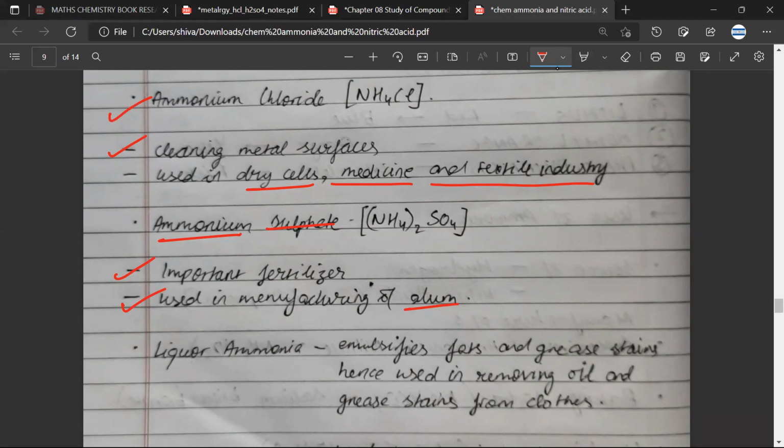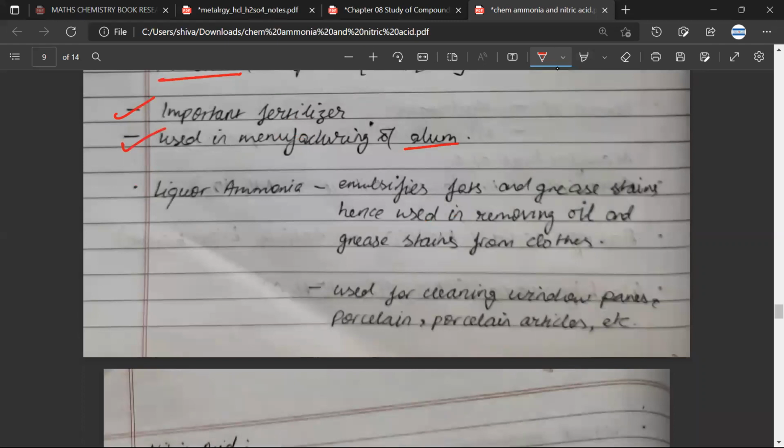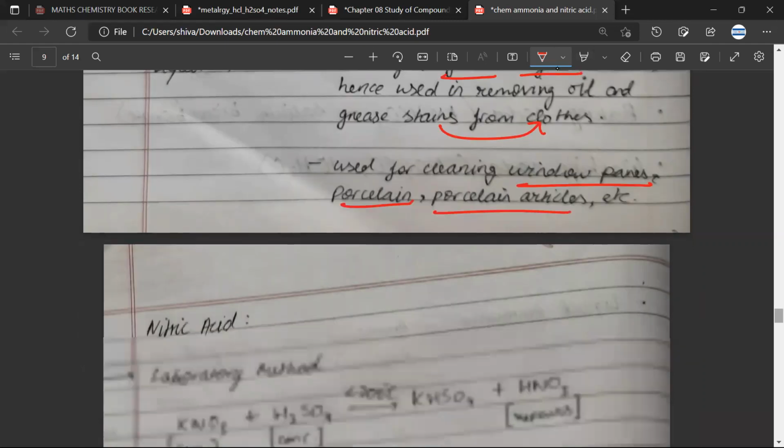Now let's move on. Liquor ammonia. Now what is liquor ammonia used for? It emulsifies fats and grease stains, hence it is used in removing oil and grease stains from clothes. It is also used for cleaning window panes, porcelain articles, etc.